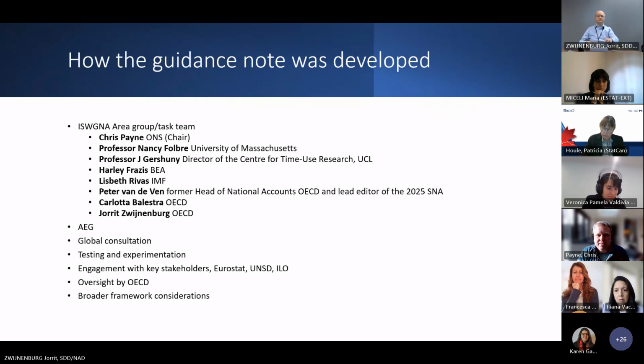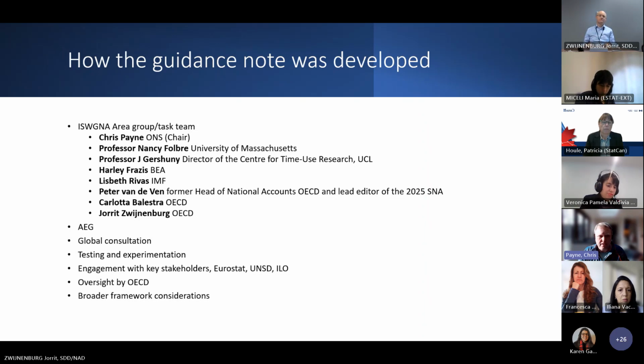Next slide, please, Jora. So within the group, we had a mix of professional economists and statisticians, people who had a broad experience of national accounts, national accountants, but also academics. We had also some frequent engagement with the advisory expert group for national accounts. So the process of developing the note would often come back to the advisory expert group for comments, feedback, and basically to get their views, particularly from their national accounts perspective. We had global consultation to try to get as broad feedback as possible. Testing and experimentation on different things.